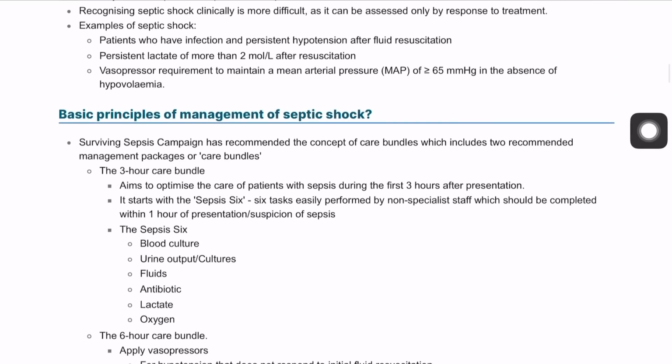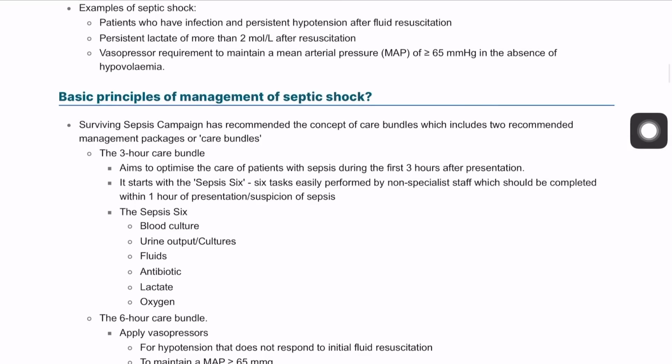The basic principles of managing septic shock. As we know, septic shock is a very serious condition with very high mortality in comparison with just sepsis. So that's why we need to start treatment quite early on a patient with suspicion of sepsis. The Surviving Sepsis Campaign has recommended the concept of care bundles. There are a few things that we need to do in the early hours, in the first 3 hours, and a few things that we need to do in the first 6 hours.